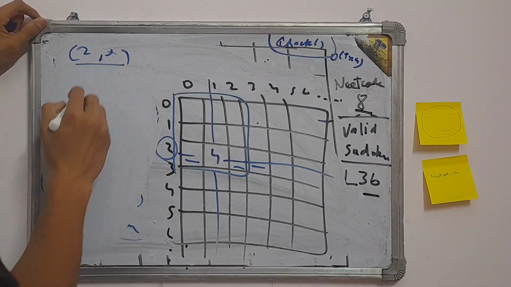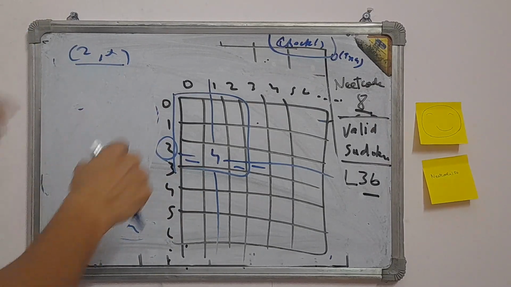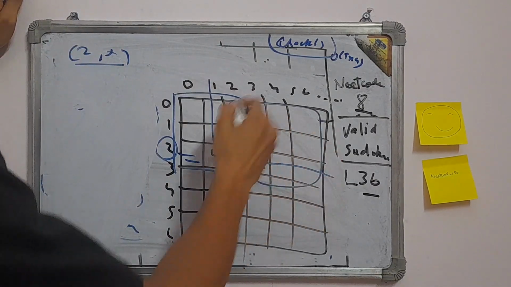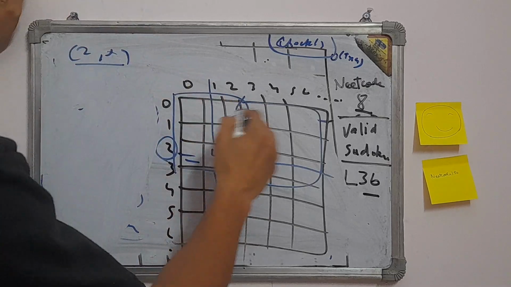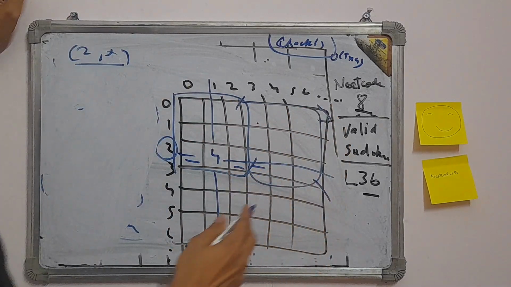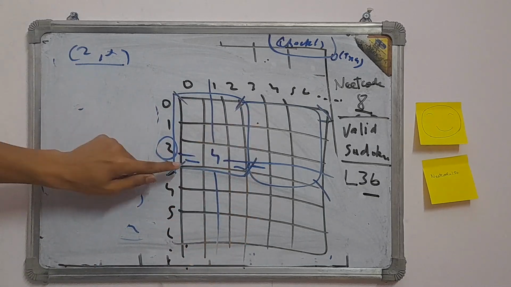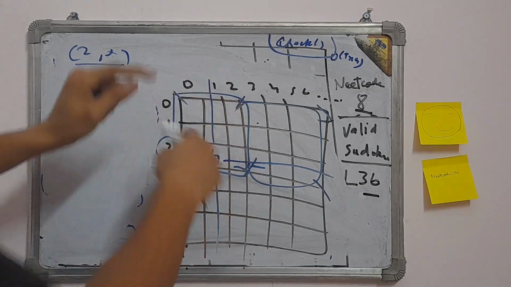So we have 2, 1, but each box has a fixed size of 3 by 3. Even this box will have 3 by 3. Only the corners will change. The length and the breadth won't change. Only the corners will change. So if we can get any corner, 1, 2, 3 or 4, using that corner we can just do a loop and get all 9 cells.